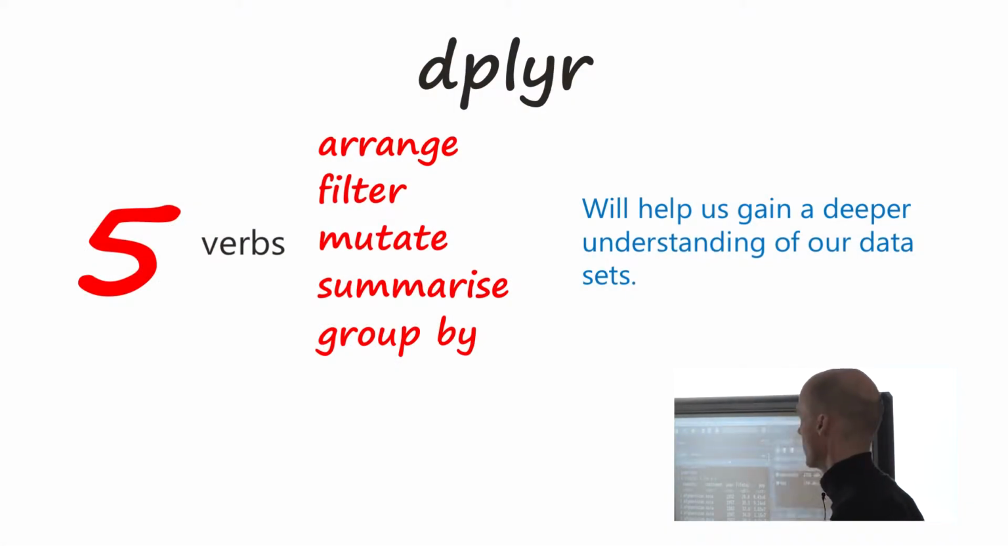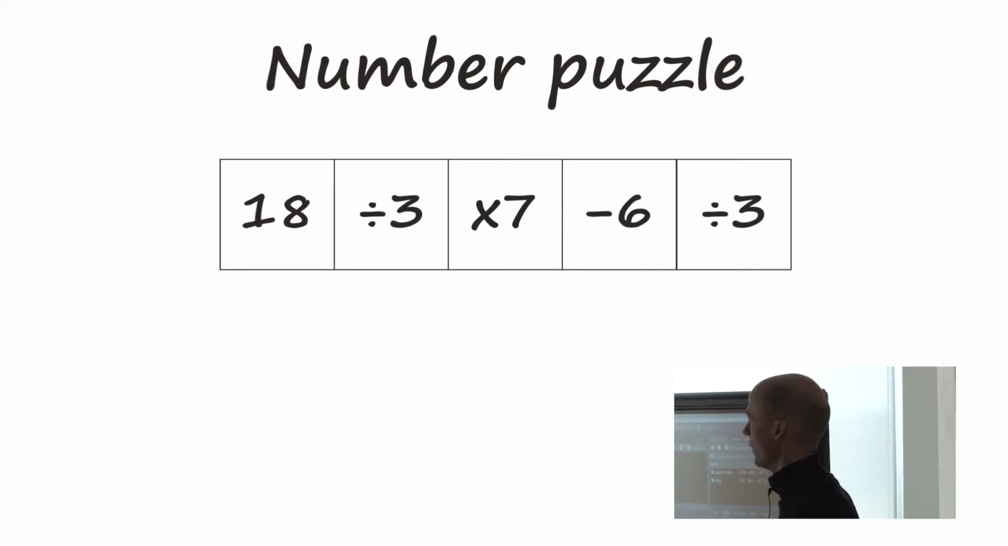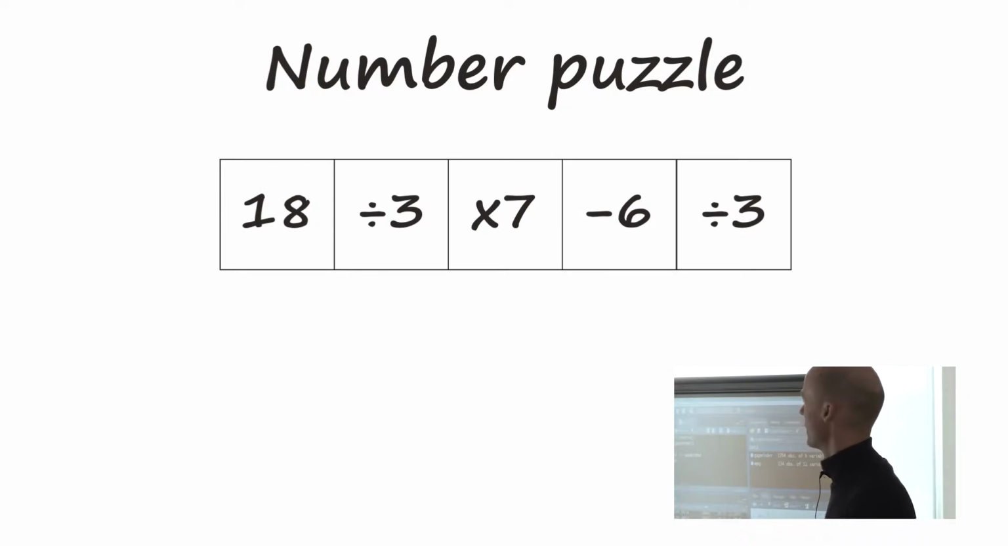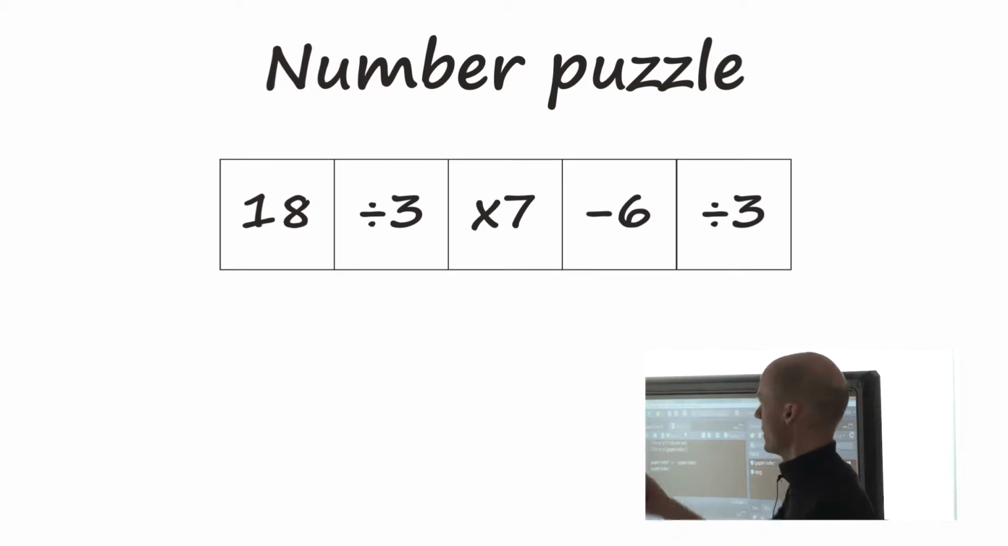Dplyr, what we're going to do is we're going to use 5 verbs. Those verbs there: arrange, filter, mutate, summarise and group by, and that's going to help us explore this data set. You'd start with 18 and you divide it by 3, then you times the result of 18 divided by 3 by 7, and you subtract 6 and you divide that by 3 and you come up with an answer. So there are different ways of visualizing these steps.